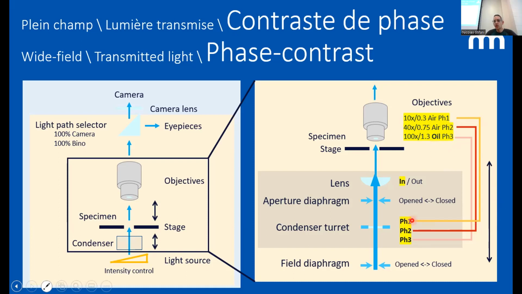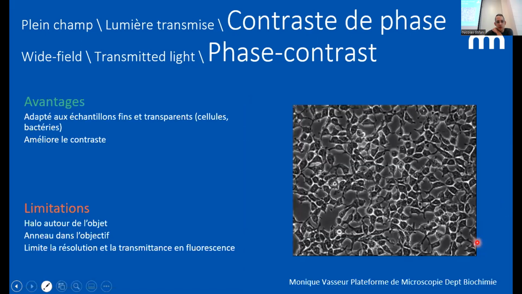So it's very easy to use. You do your bright field image, you put your correct objective, and you put your phase contrast ring, and that's how you observe phase contrast images. The benefit is it works very well for cells in culture, and things that are very thin and transparent, like cells and bacteria. It increases the contrast dramatically.